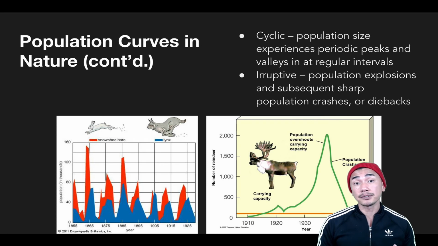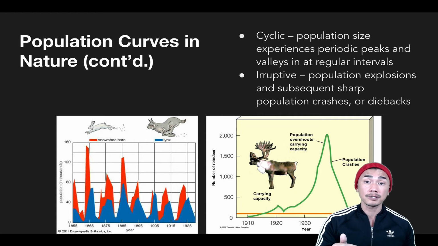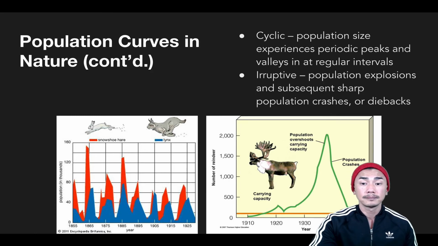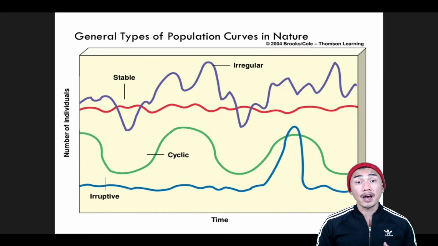Some populations have cyclic population curves. Their population sizes go up and down and up and down, and that keeps repeating. And finally, some populations have eruptive population curves. These populations experience population explosions and then subsequent diebacks or crashes. This graph shows the 4 different types of population curves for comparison.